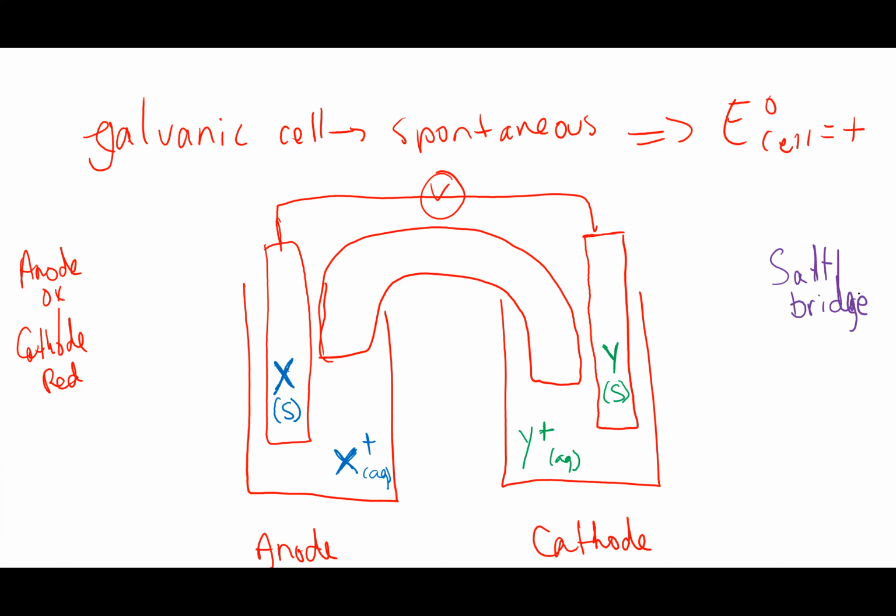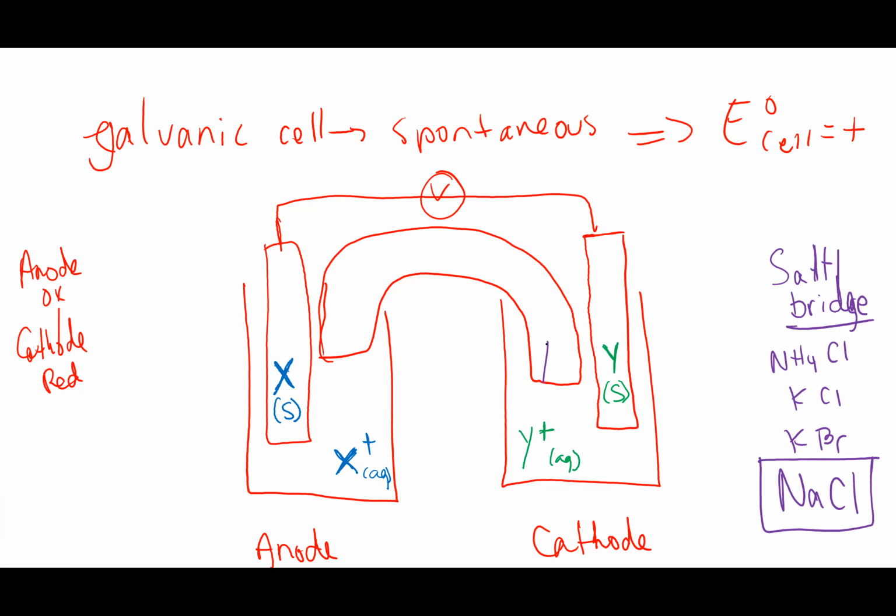Here are some examples of salt bridges. It could be NH4Cl. It could be KCl. It could be KBr. I recommend using NaCl. And the only reason I say that is because everybody knows that NaCl is a salt. So my salt bridge has salt. Put the cation in the cathode. Put the anion in the anode. And there you go. That's how you label it.